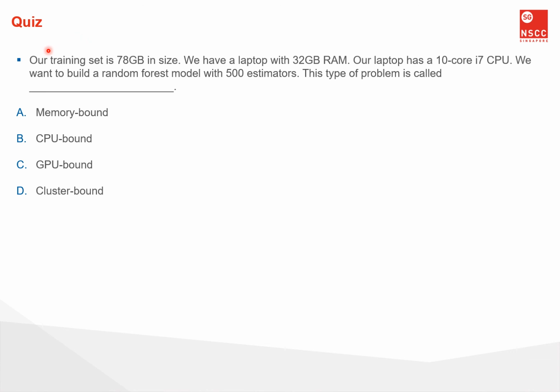So here's the next quiz. I'm assuming that our training set is 78 GB in size. So this is a really huge data set. We have a laptop with 32 gig of RAM. Our laptop has a 10-core i7 processor, and we want to build a random forest model with 500 estimators. What is this type of problem called? A, memory bound, B, CPU bound, C, GPU bound, or D, cluster bound? So again, pause the video a while and think of the answer before proceeding.